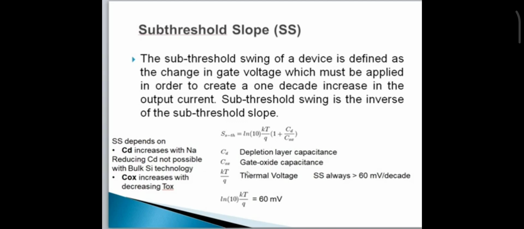If you reduce the gate oxide thickness, the gate oxide capacitance increases, but to improve the subthreshold slope this way will increase the leakage current in the device. So the subthreshold slope in case of MOSFET cannot reduce below 60 mV per decade. It is always greater than 60 mV per decade.